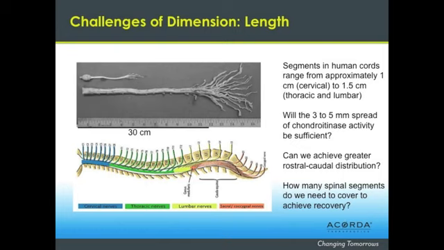If you look at a rat, each segment is very small, whereas in a human spinal cord, each functional segment of the cord may be a centimeter in the cervical area to 1.5 centimeters apart in the lumbar and thoracic area. And so then we have to ask ourselves, if we do go forward with spinal injections, is the 3 to 5 millimeters of distribution that we see in the rat cord, will that be sufficient to reach the areas within the human cord that we want to reach? Which leads us to the second question of, can we achieve greater distribution in a larger cord, and how do we go about doing that?